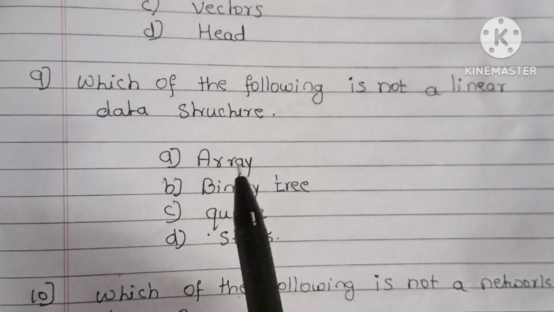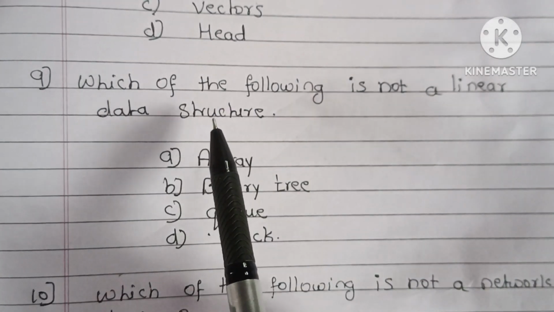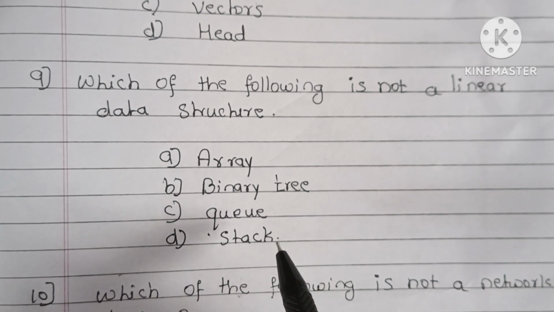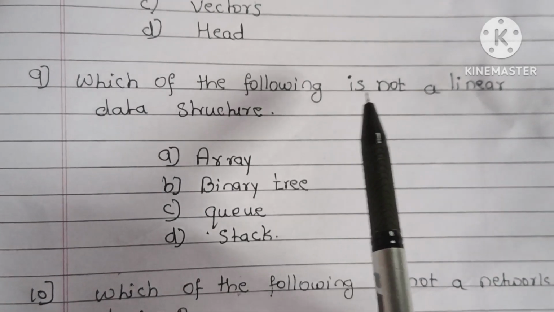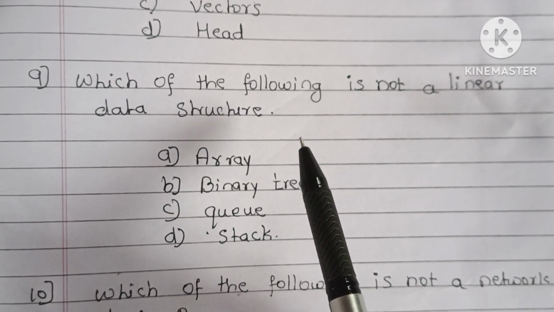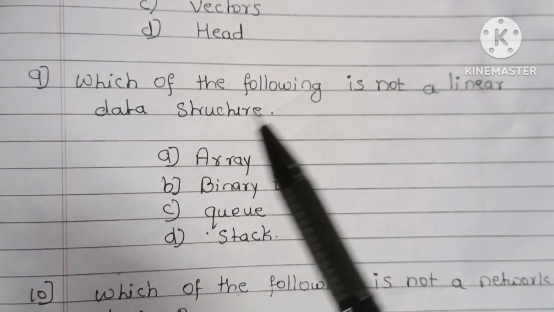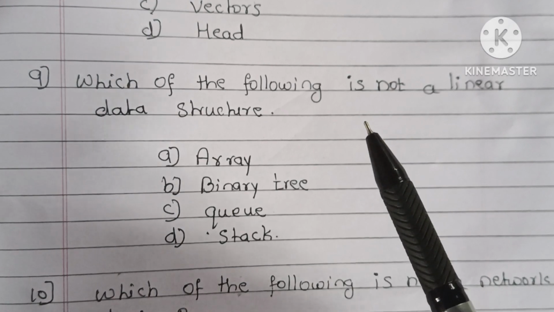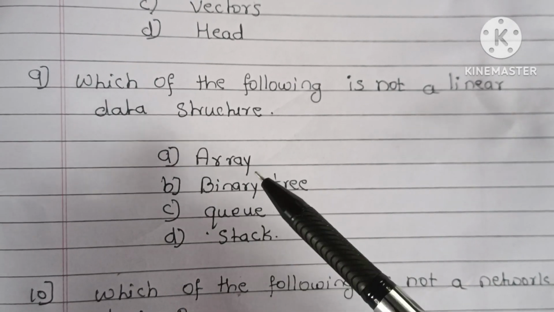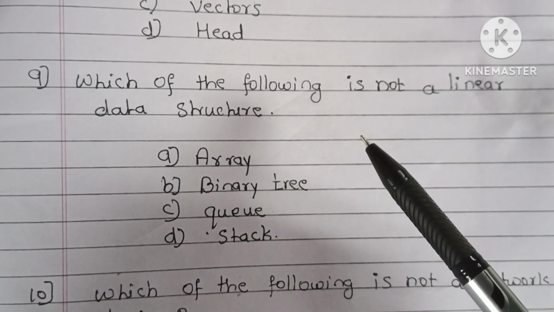Next, come to the 9th question. Which of the following is not a linear data structure? Array, binary tree, queue, stack. A linear data structure means it is used for arranging the data in rows and columns or a queue, etc. This type of arrangement is helpful in schools, offices, etc.